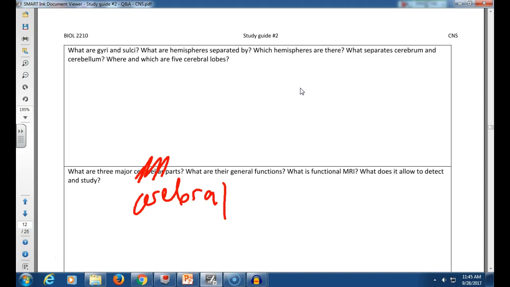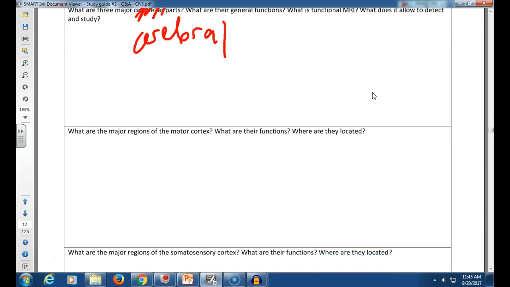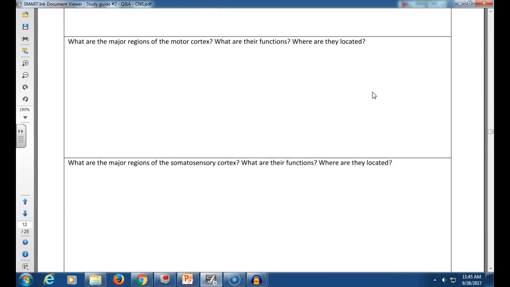Major parts of the cerebrum. Cortex, basal nuclei, white matter. General functions. Understand what is functional MRI. What does it do? Regions of the motor cortex. Now, since we are limited in time, for motor cortex, know the functions of things like premotor versus motor cortex. Somatosensory, function, for all of them, no location.